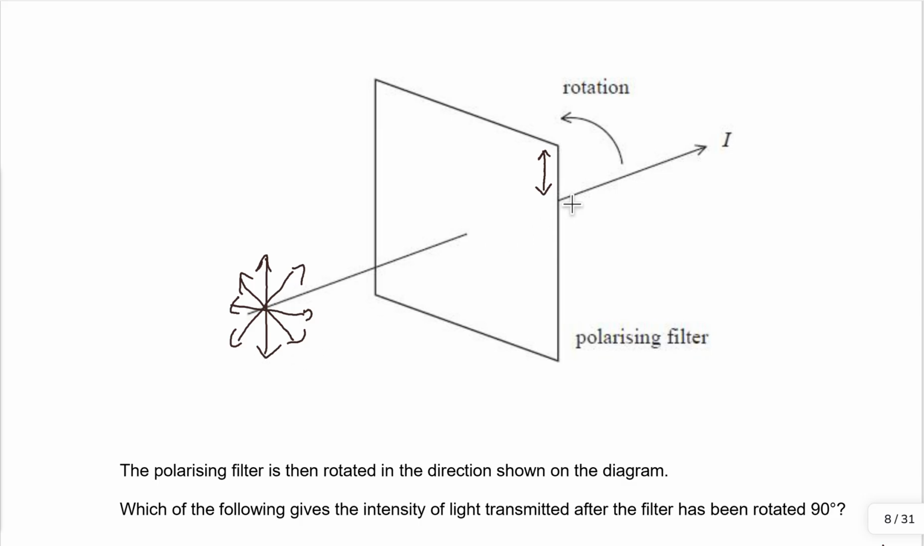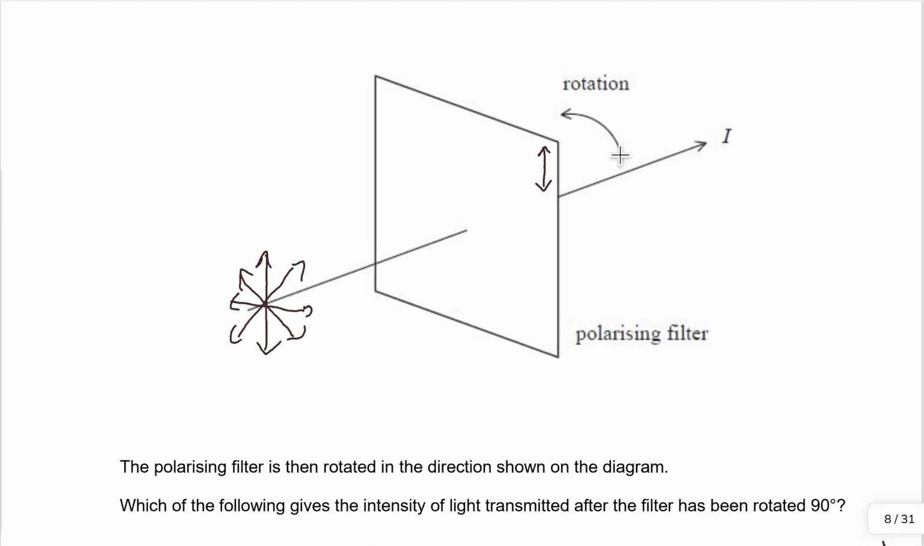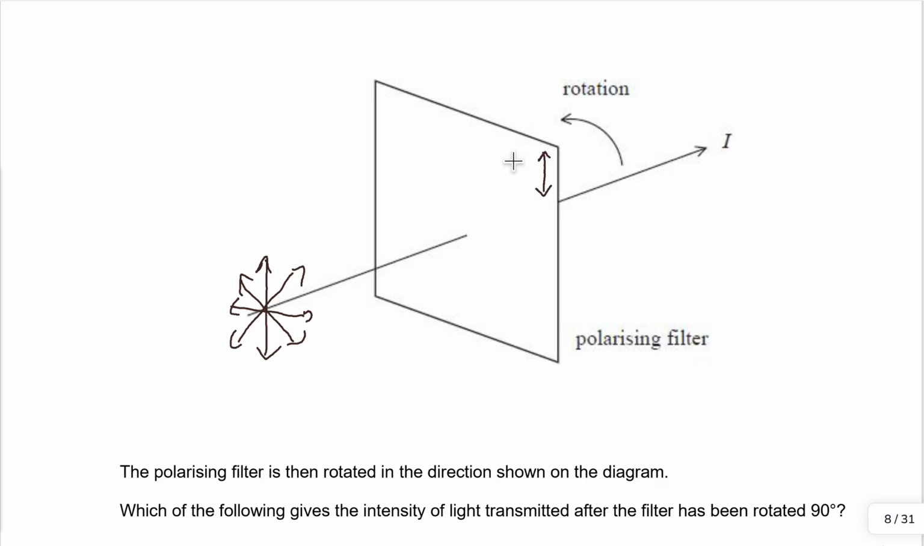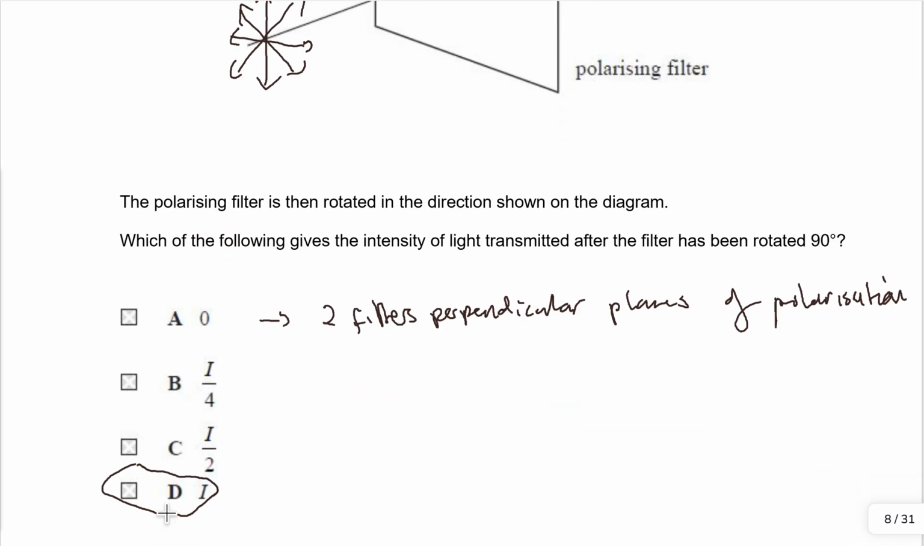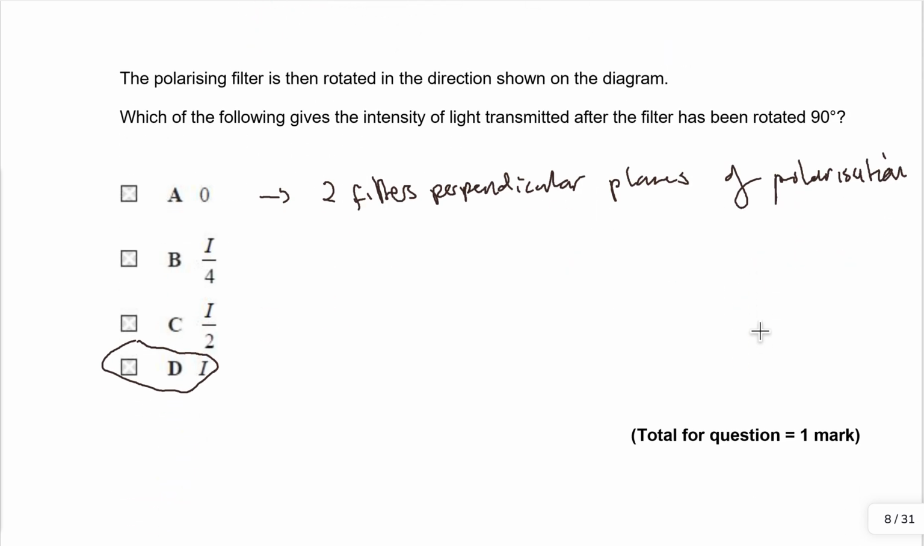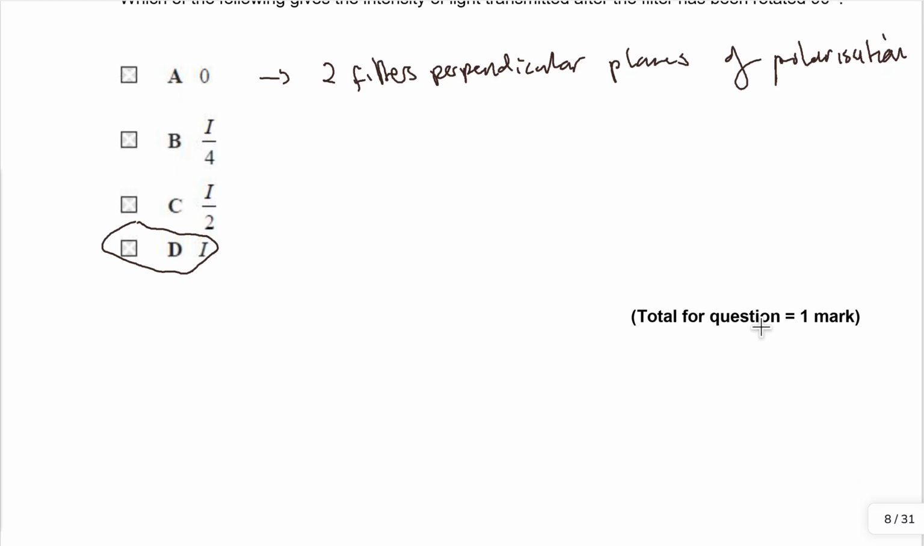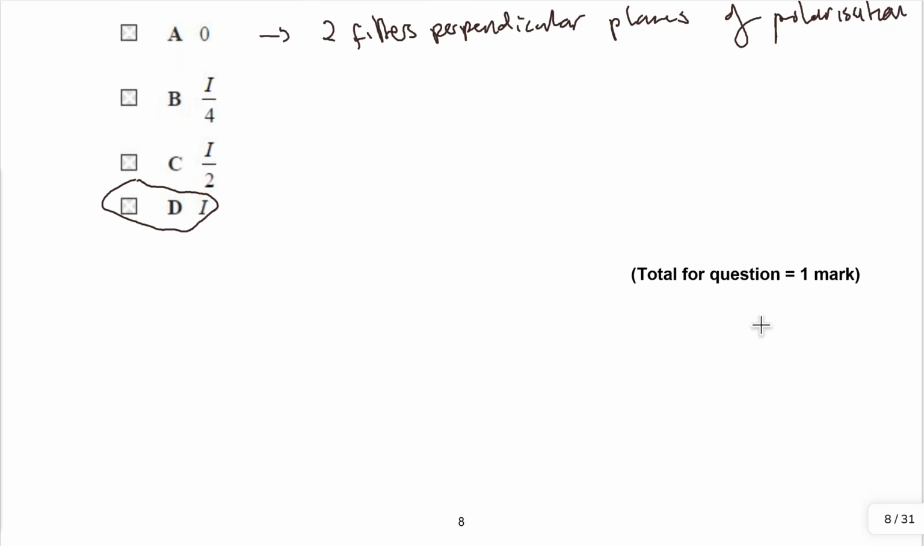So therefore the outgoing intensity will remain as I, because there will always be an oscillating plane in line with the polarizing plane. Therefore the outward intensity is equal to I. It is not 0. For that we need two filters perpendicular to one another for 0 intensity to appear at the exit of the second filter.